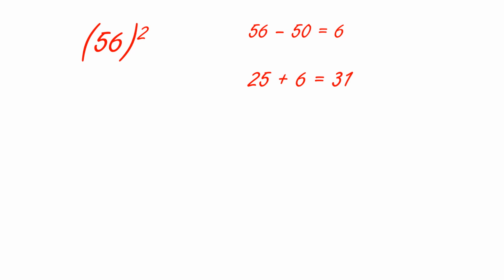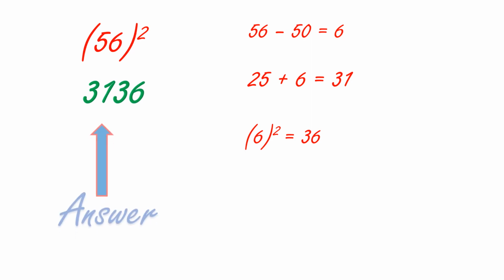Next question is 56 square. Now 56 is 6 more than 50. As it is more than 50, I have to add the difference. That is 25 plus 6, 31, which is the first part of my answer. Now the difference is 6. 6 square is 36, which is the next part of my answer. So 3136 is the complete answer.